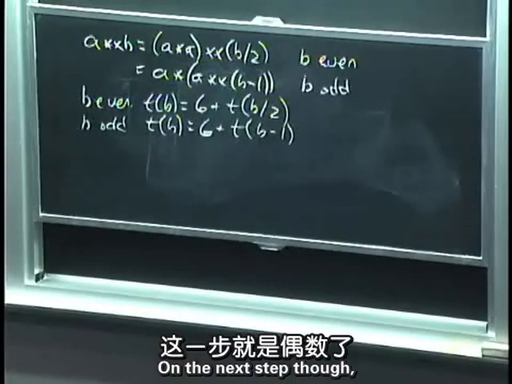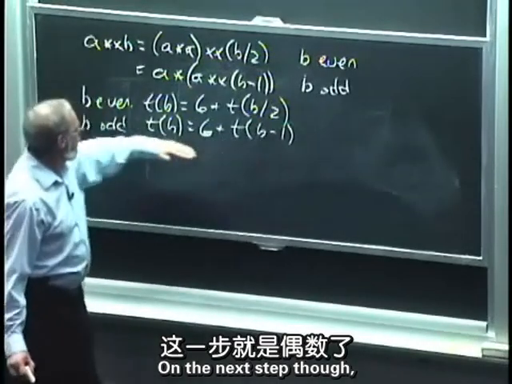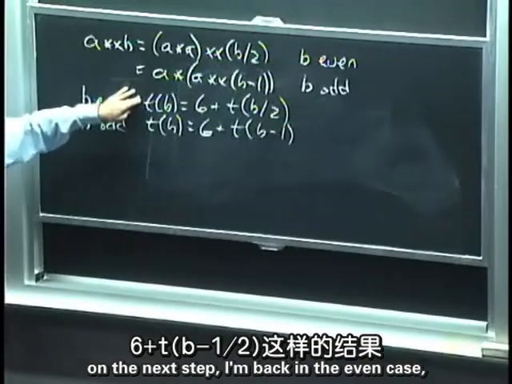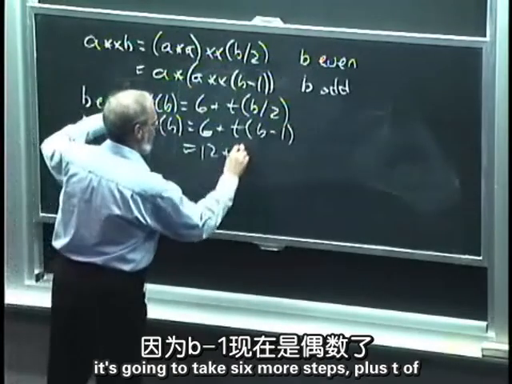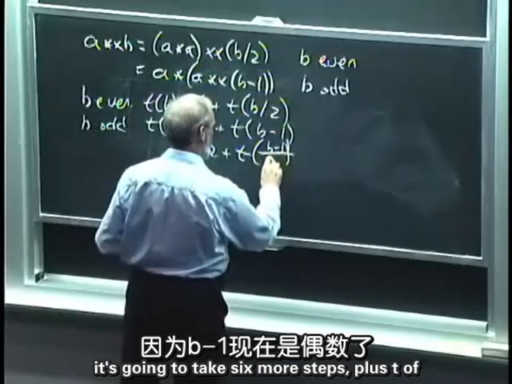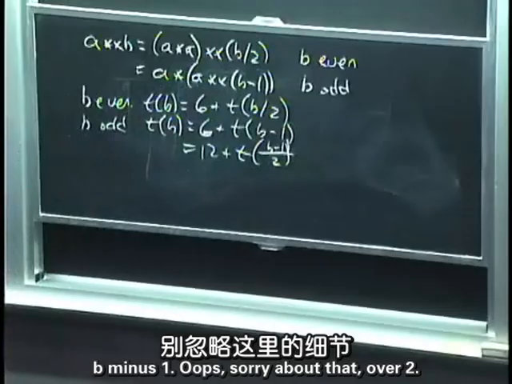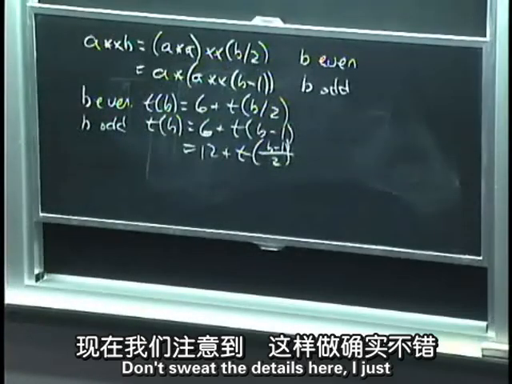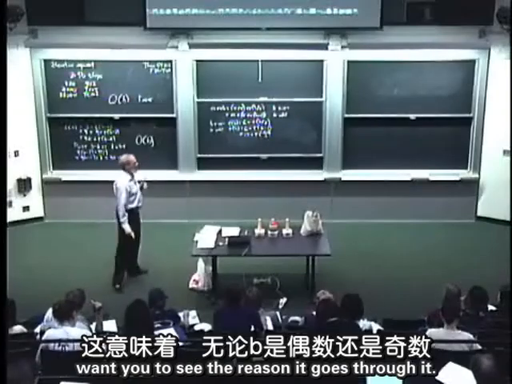On the next step, though, this will get substituted by that. Right? On the next step, I'm back in the even case. It's going to take 6 more steps plus T of B minus 1, oops, sorry about that, over 2. Because B minus 1 is now even. Don't sweat the details here. I just want to see the reasoning goes through it. What I now have, though, is a nice thing.